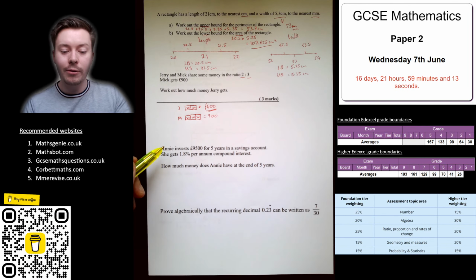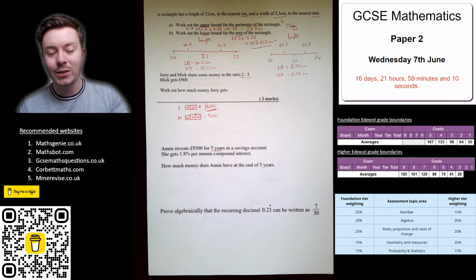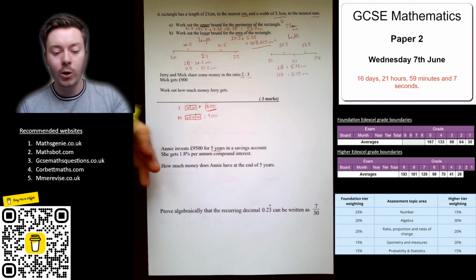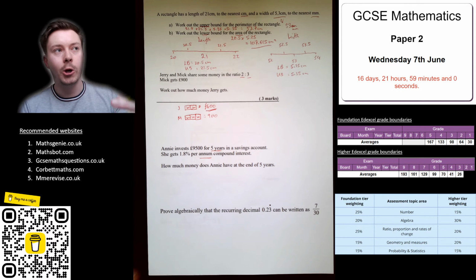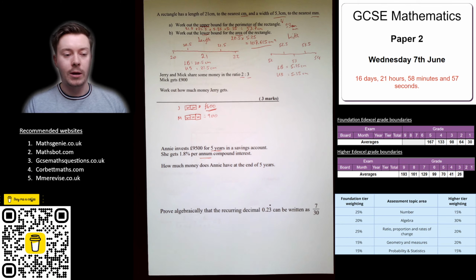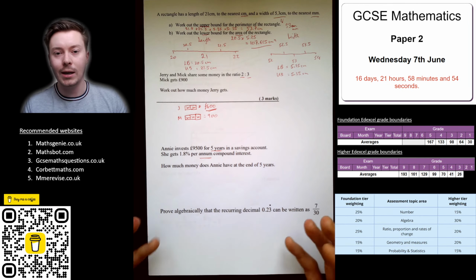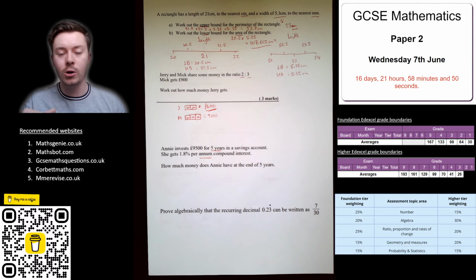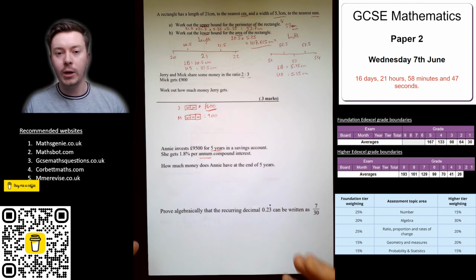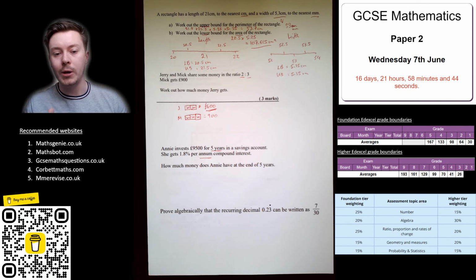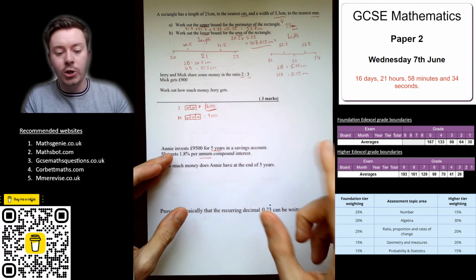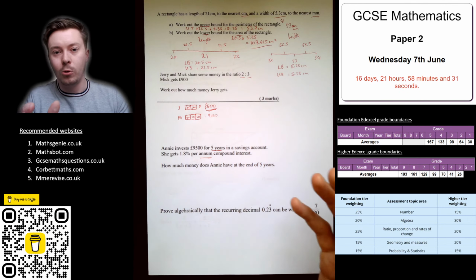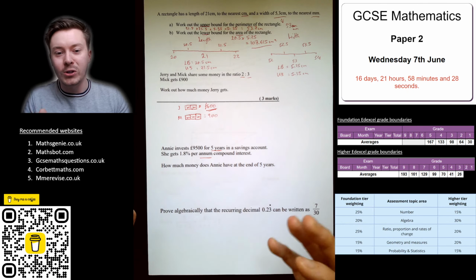Okay, Annie invests £9,500 for 5 years in a savings account. She gets 1.8% per annum, that means per year, compound interest. So that means basically they're going to work out the percentage of how much money she's got in this savings account at the end of each year. So you're going to increase the amount of money because you're working out this percentage of a larger and larger number each year as it increases. So it compounds. Each year the percentage is worked out on the original amount plus all the percentages added on from the previous years, which is why it's compounding.